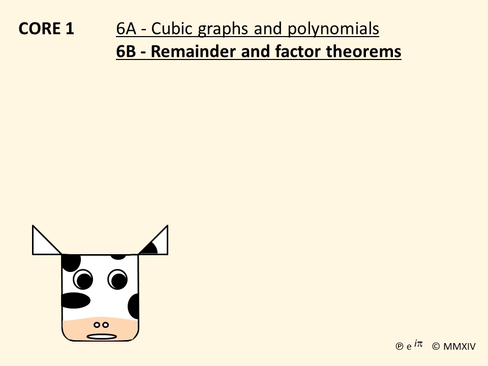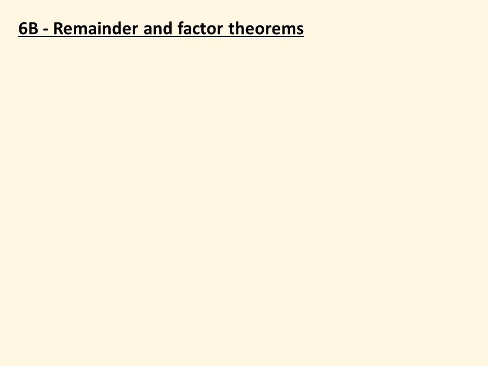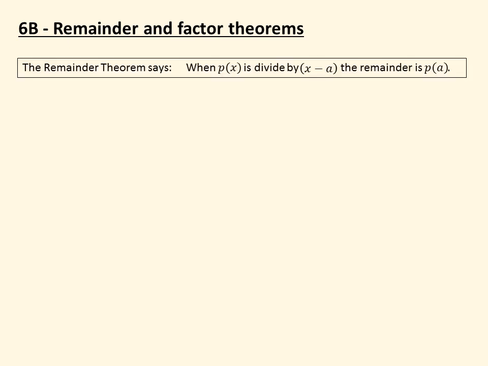In section 6 we're looking at polynomials. In this second part we'll look at two theorems that are going to help us with these polynomials. The first one is the remainder theorem, which tells us when we divide the polynomial p by x minus a, the remainder will be the value given by polynomial p evaluated at a.